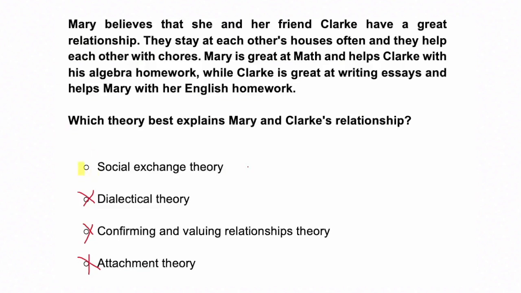So that leaves us with the best possible answer, which is social exchange theory. Social exchange theory focuses on reciprocation in a relationship. Mary and Clark seem to have that. They give each other support and balance. So the correct answer is social exchange theory. Mary and Clark both benefit from each other. They give help to each other and receive it. The social exchange theory is based on what each person gains from the relationship.